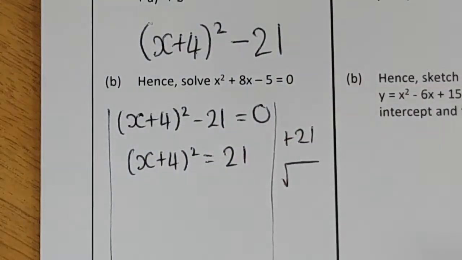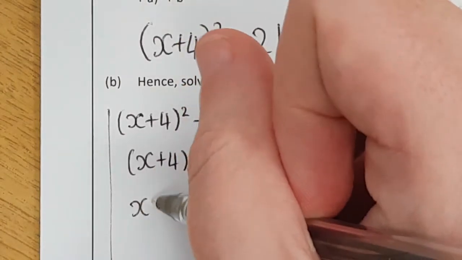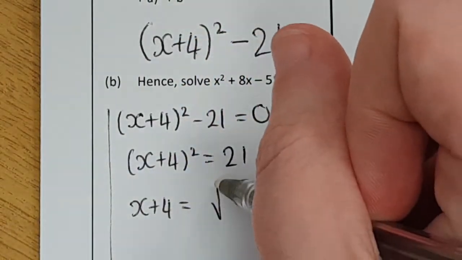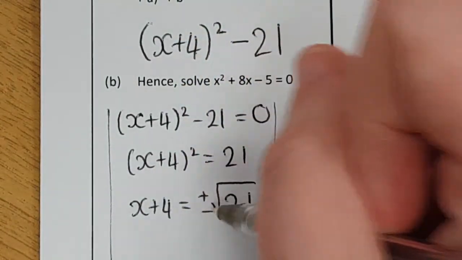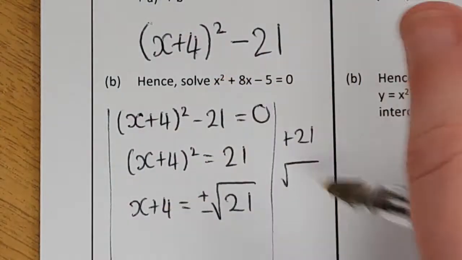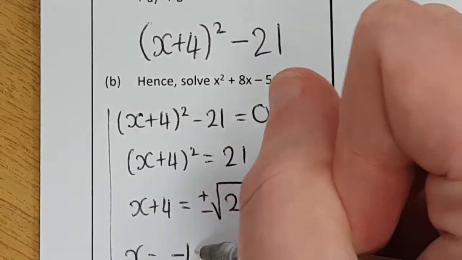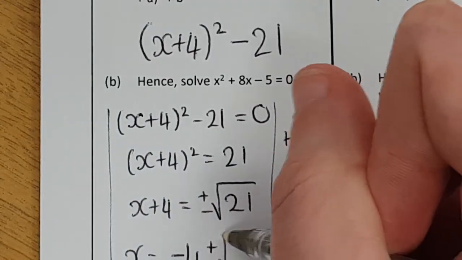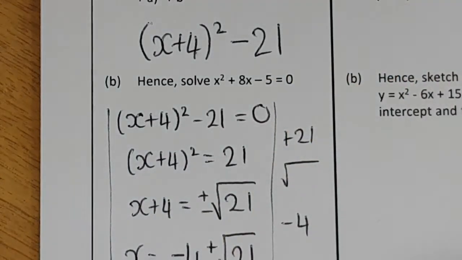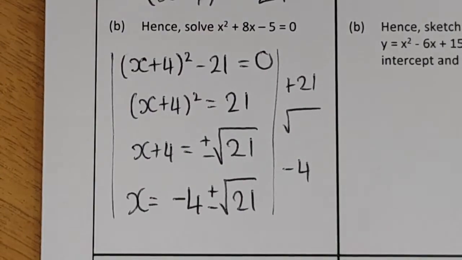You're then going to square root. So I get x plus 4 is equal to, and just remember when you square root you put a plus and a minus. And then to get rid of the plus 4, we minus 4, and just for the sake of neatness, you put the minus 4 at the front, plus or minus the square root of 21. And that's it, we have solved the equation.